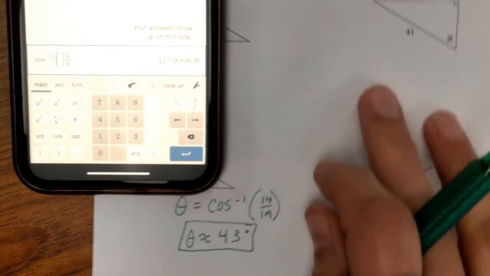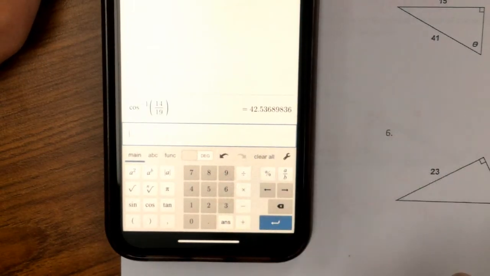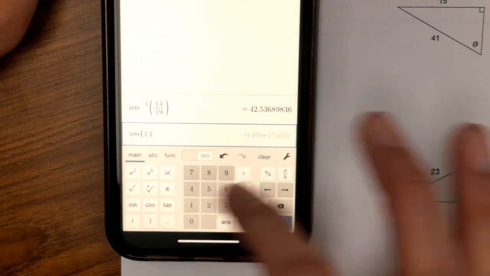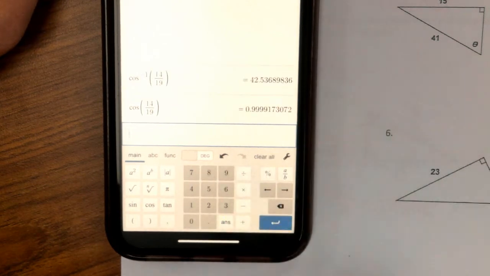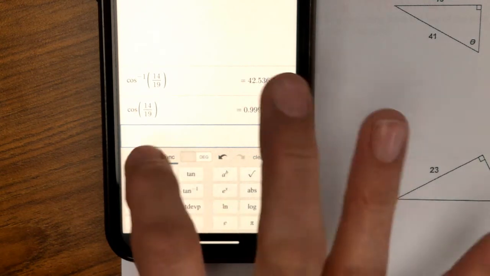Let me show you what happens if we don't do the inverse. I'm pressing enter so you can compare. If I just go cosine of 14 divided by 19, this is so important, look at the difference in those numbers. Huge difference. That's why, if you are missing an angle, you've got to go to the function and use your inverse.